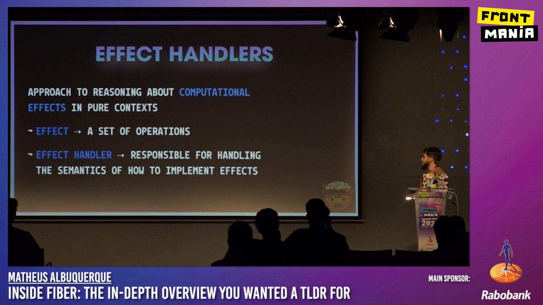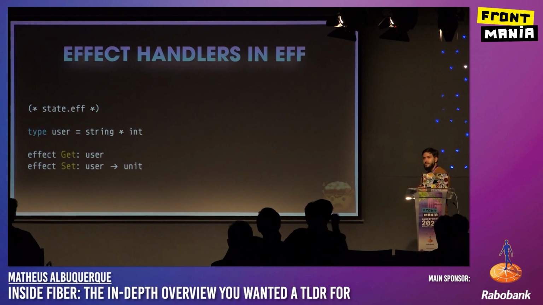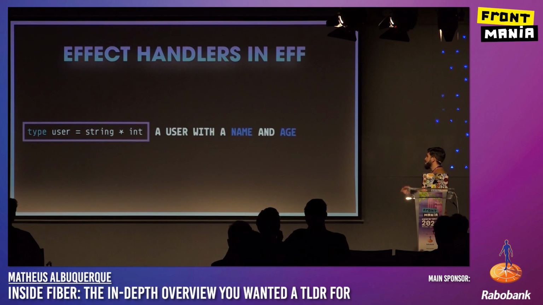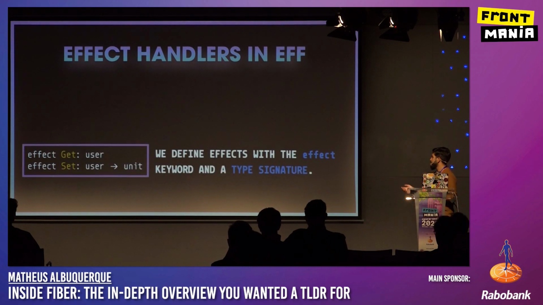And again, I'm going to go with another language, this time a language called F*. But don't worry, because we'll be using simple examples. So what's happening in these lines is, first, we have the type annotation. Here we are modeling a user with name and age. And here we define our two effects. We define them with the type signature of what should happen in that effect.